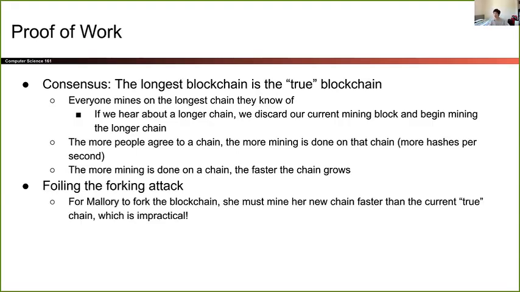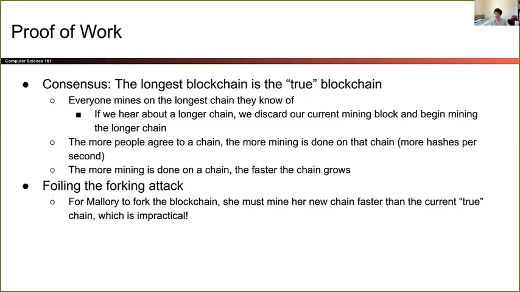If Mallory somehow wants to fork the blockchain, create a separate chain that's also valid, she has to create blocks faster than the current existing truth. But this is difficult. If, say, 10,000 people are working on the longest chain, Mallory has to somehow find blocks at a rate faster than those 10,000 people collectively can find blocks for the longest chain. So Mallory has to do more work than all 10,000 other people combined. And that's the entire scheme.